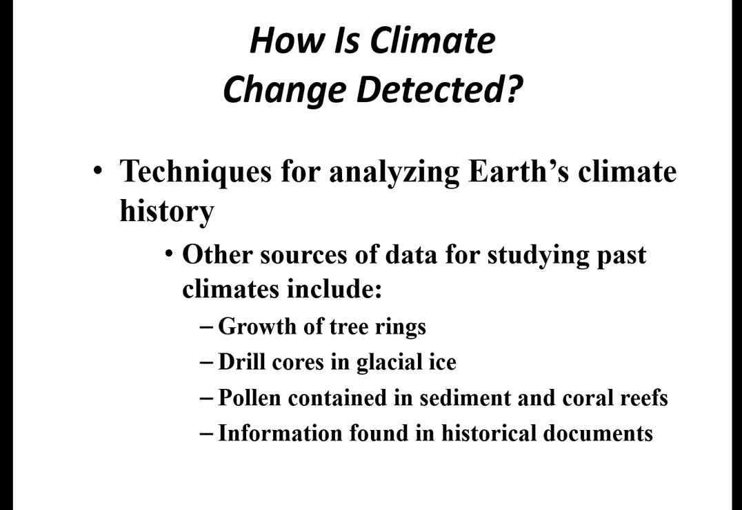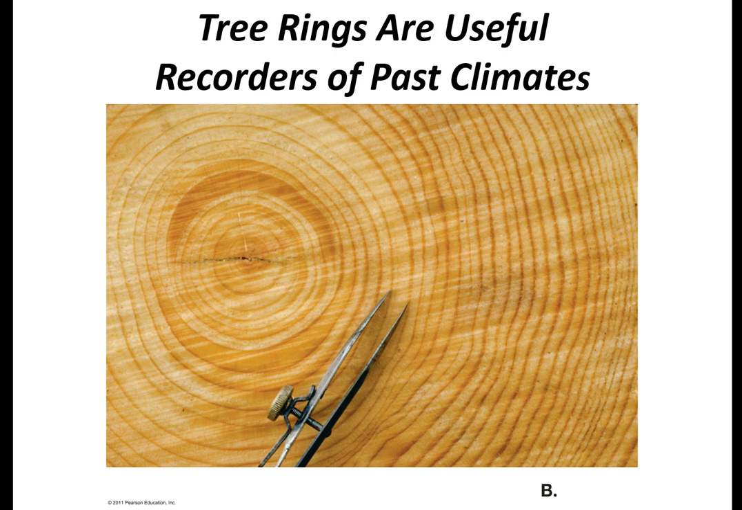Other sources of data for studying past climates include the growth of tree rings, drill cores and glacial ice, pollen contained in sediment and coral reefs, and information found in historical documents. So tree rings are certainly useful. The diameter of those and the width of those tells us a lot, along with how many there are.